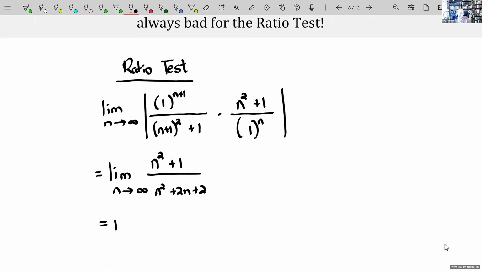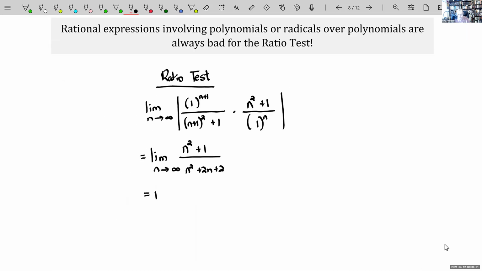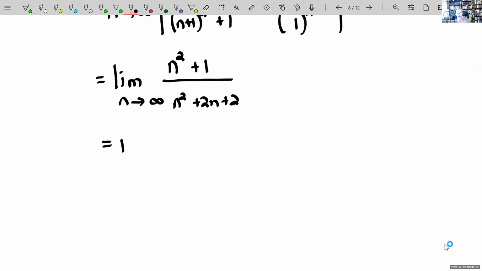And one thing that we know is that the ratio test tells us that if the limit of the ratio of the next term in line to the current term is 1, we cannot use the ratio test. The ratio test is inconclusive.